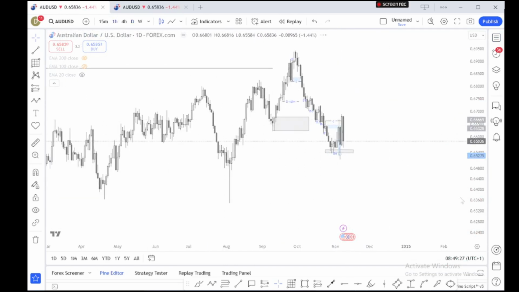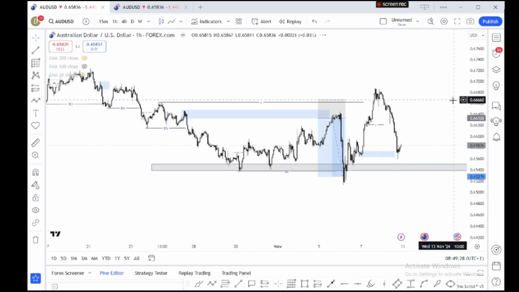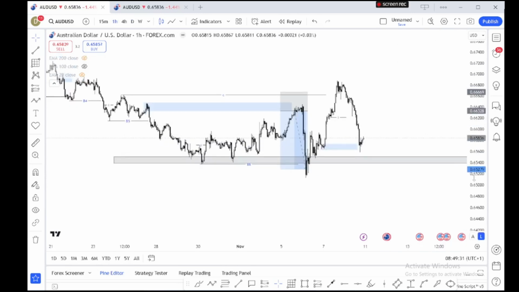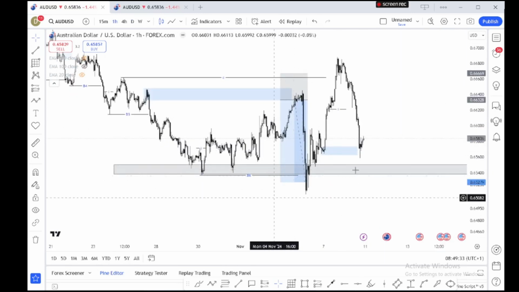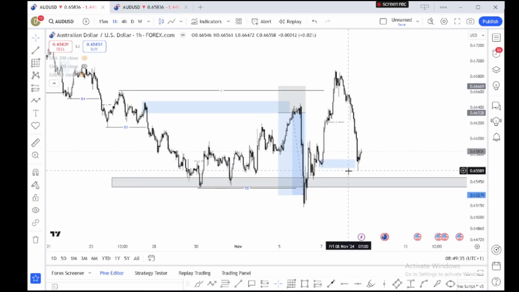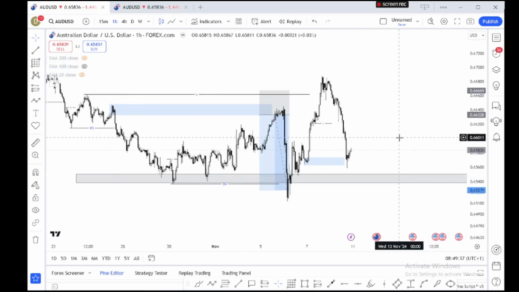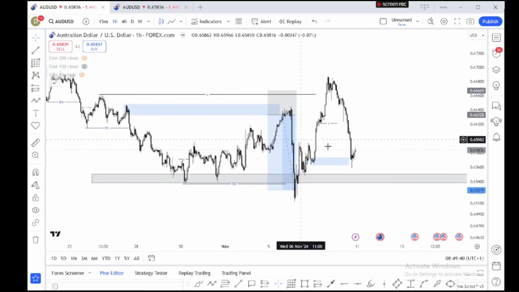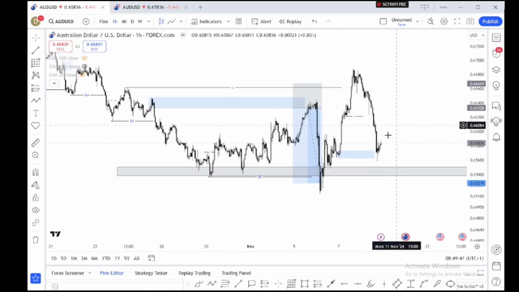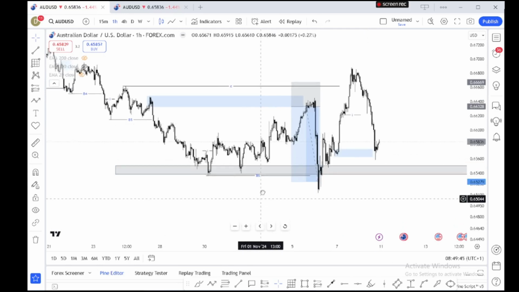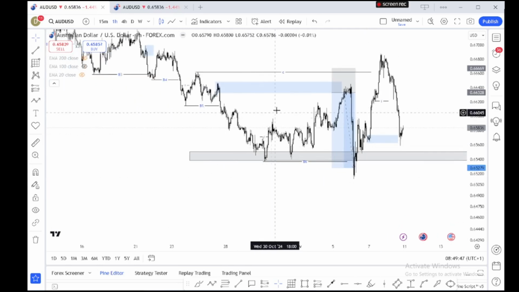So on my AUD USD, I'm also looking for this, but I'll wait patiently. I want to see what's going to happen here. Since I haven't entered this trade, I don't know. Maybe I'll check my stuff. Let's see how it goes next week. Let's see if all this setup will play out.